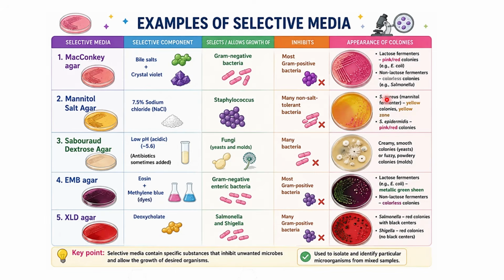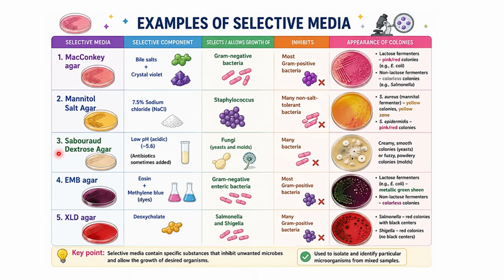Example, Staph aureus ferments mannitol to produce acid that turns the medium yellow, and this results in yellow colonies surrounded by yellow zones as shown in the picture here. And on the other hand, Staph epidermidis, which does not ferment mannitol, remains pink or red on the medium, with the medium not changing color.